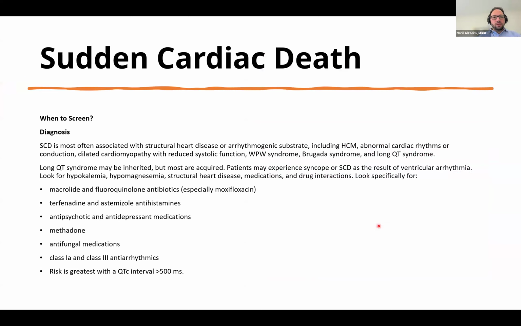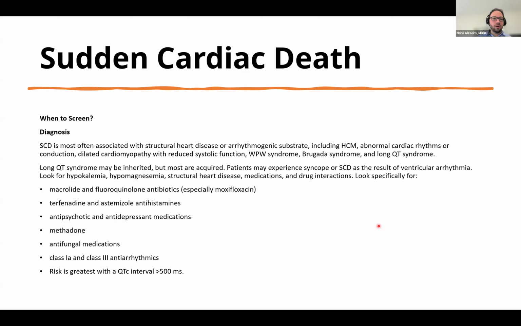Now we're talking about sudden cardiac death, and when to screen patients. With unexplained premature death or survival, usually below age 35, you need to screen first-degree family members for any inherited arrhythmia syndrome.